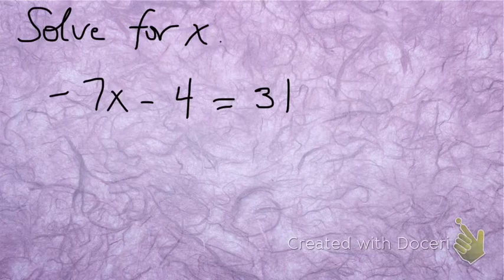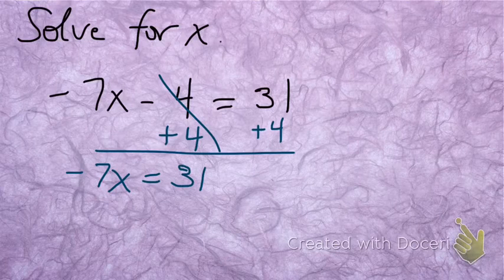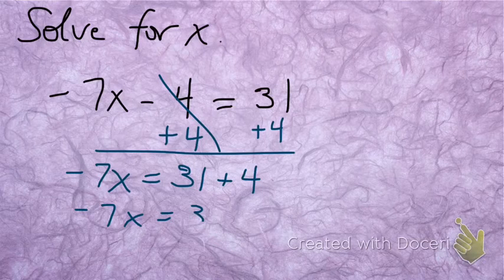Now, -7 is really close. That's the best friend. -4 is not. -4 is the outsider and the weakest link. The one that's far, move it. Undo subtraction with addition. Keep both sides balanced. 31 plus 4, well, we know that's 35.